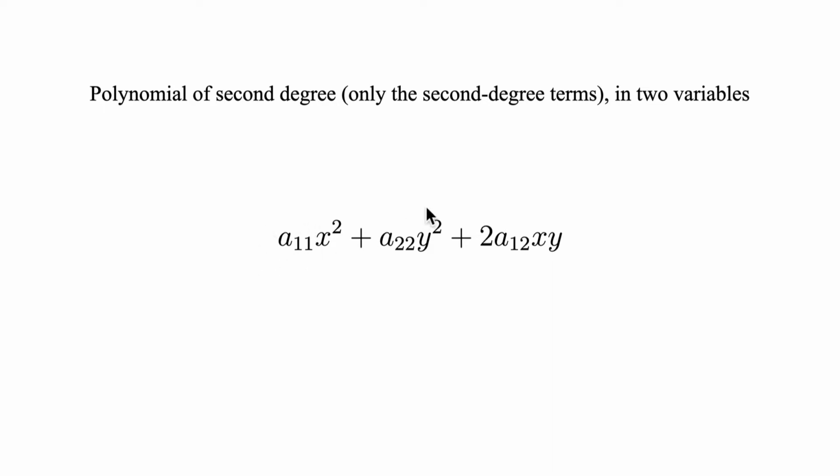And these a numbers, these are simply constants, and the reason for numbering, why it is a 1,1 and a 2,2 and a 1,2, will become clear in the next slide. So what is important here is that we only have second degree terms in this polynomial. We have only our variables squared and the product of our two variables and some constants before them.